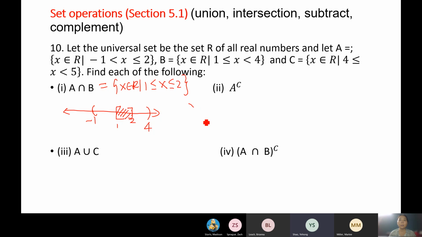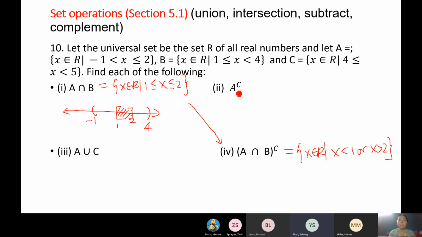Okay, I'm going to go ahead and do part 4, because part 4 is related to part 1. It's asking for the complement of that. Complement just means anything not in the shaded numbers. So it's going to be left of 1 and right of 2, not including 1, not including 2. So that's x less than 1 or x greater than 2.